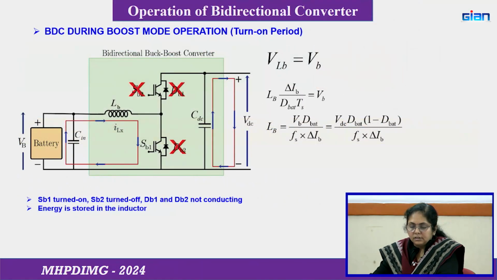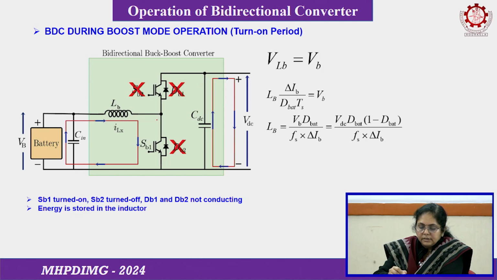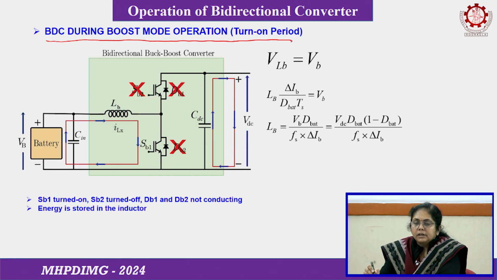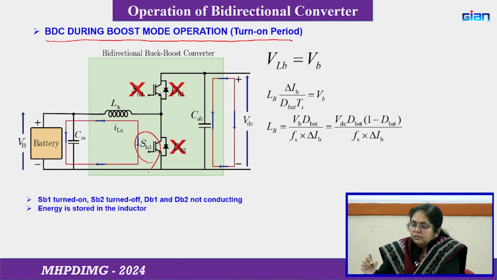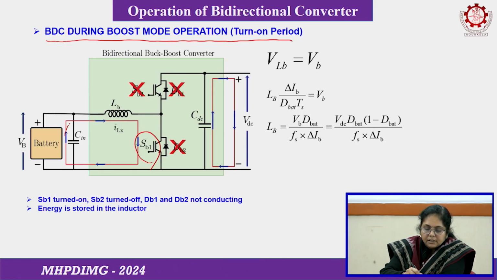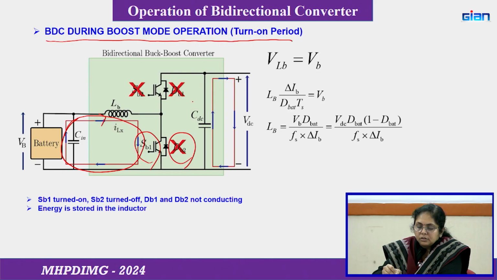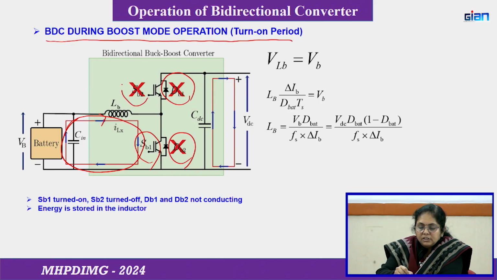I will show you in a better way here. Here you can see the bidirectional converter during boost mode of operation, and this is the equivalent circuit when switch SB1 is on. During the on period, when SB1 is on, this is the path, so the inductor stores energy, and the diodes DB1 and DB2 are off and switch SB2 is also off.